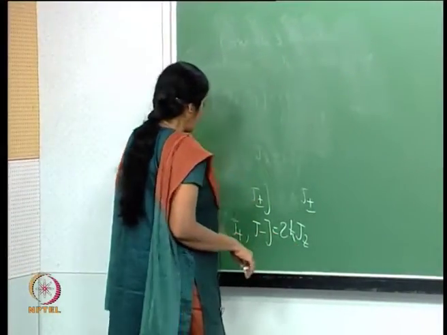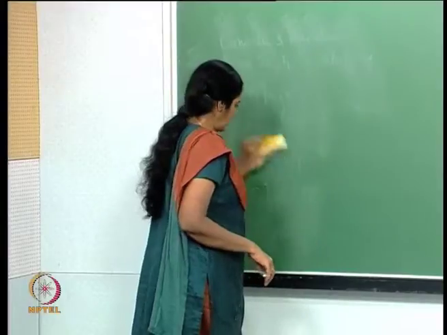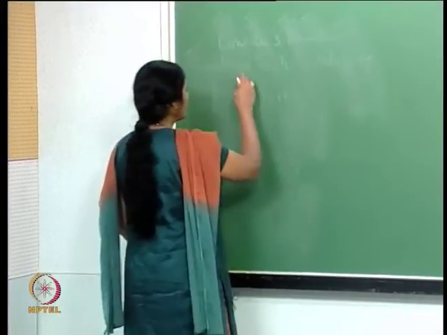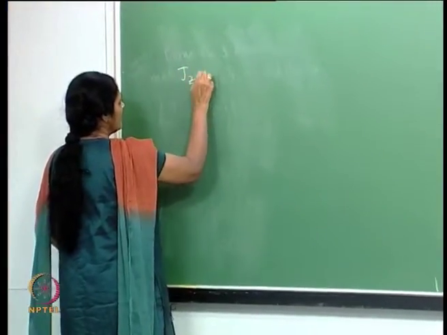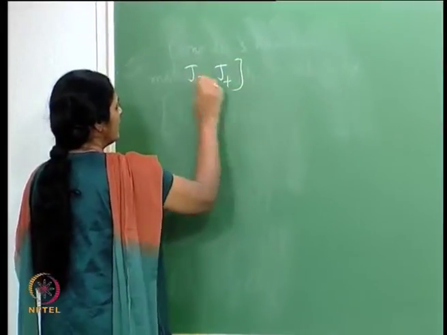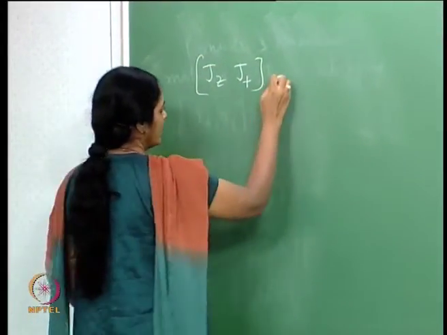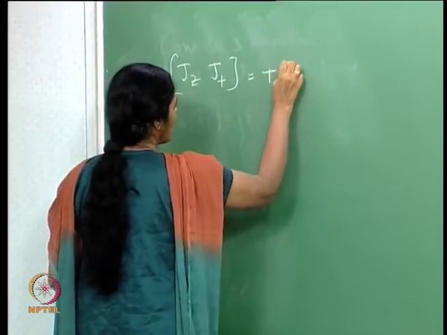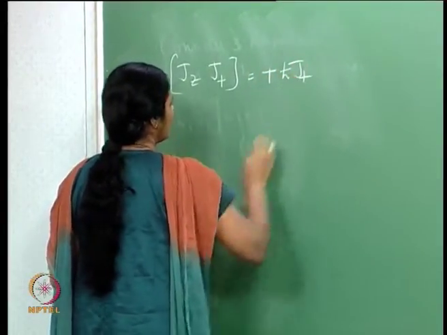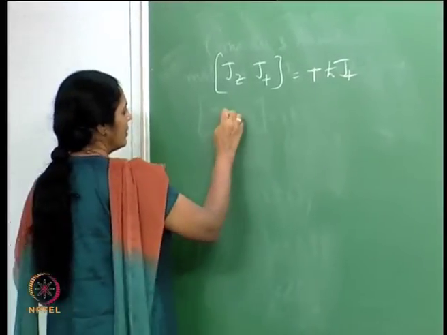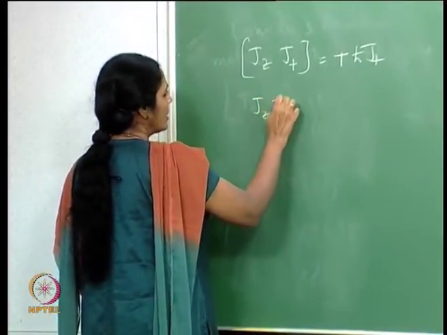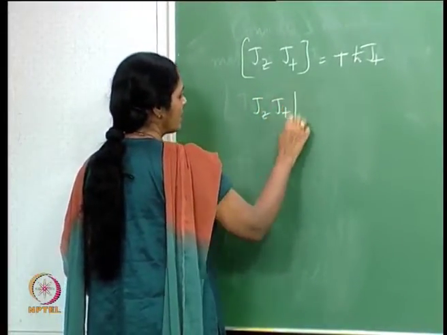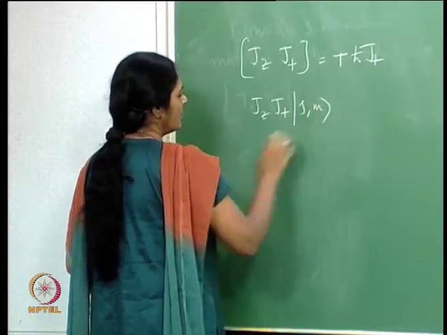On the other hand, consider the commutator Jz with J plus. Now, Jz with J plus is plus h cross J plus. Look at the state Jz J plus |j, m>.